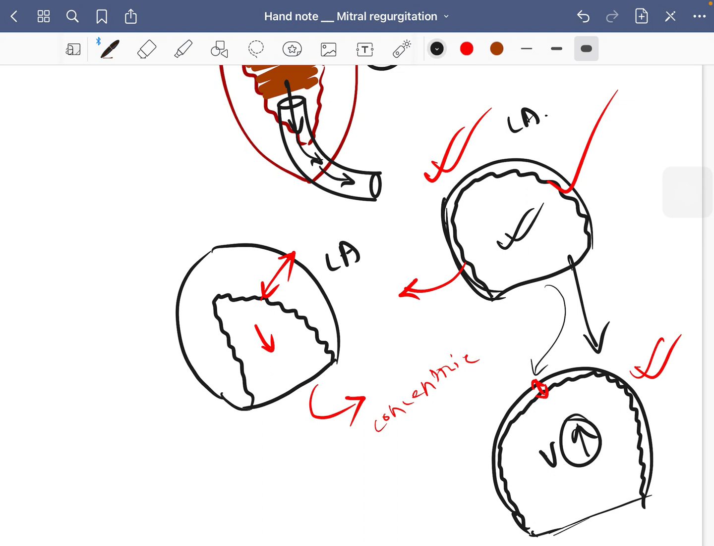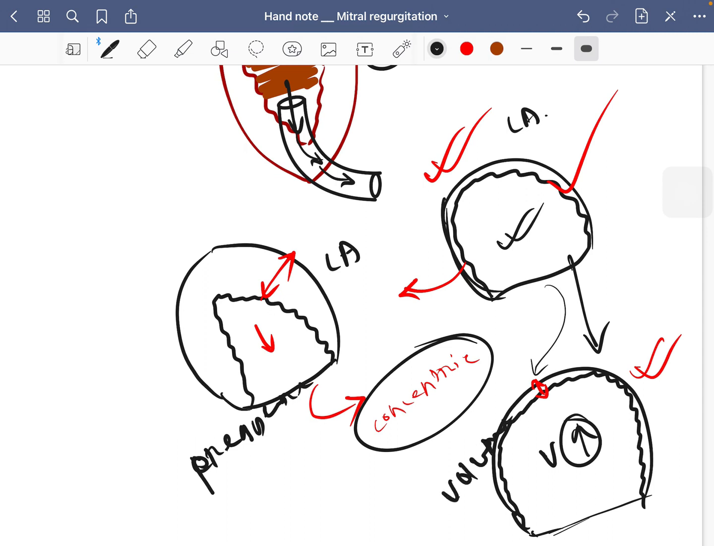So when will concentric hypertrophy happen? I told you just prior to this lesson, this is pressure overload. And when will eccentric hypertrophy happen? In case of volume overload.